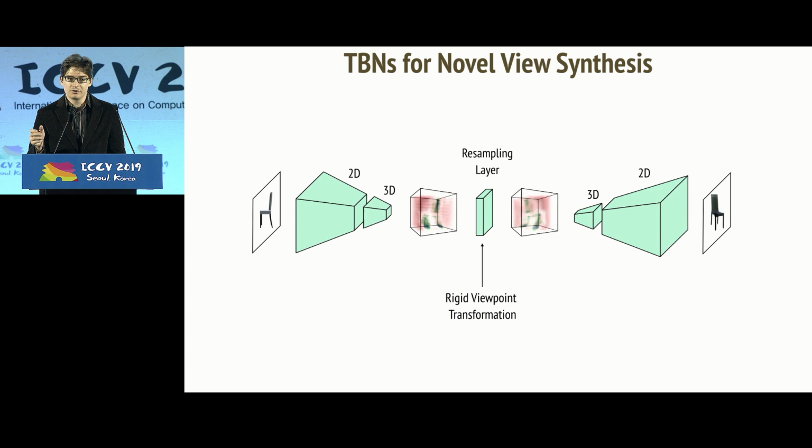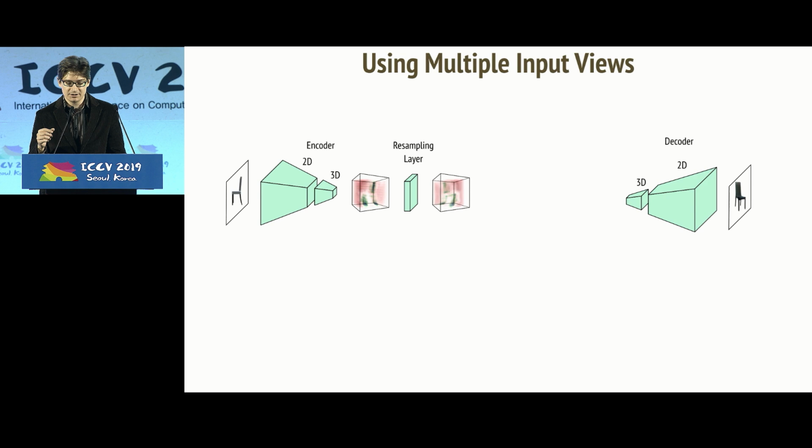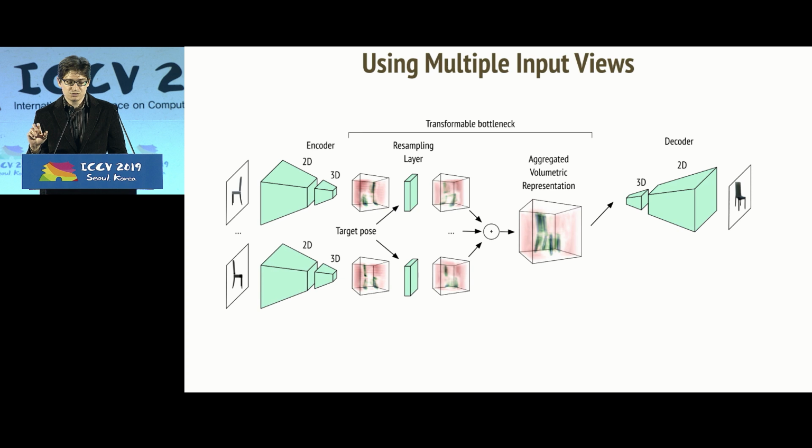As only rigid viewpoint transformations are used during training, the encoder learns to extract and unproject visible image content from the input image, while the decoder learns to hallucinate missing content before reprojecting and synthesizing the final image. Using this approach, it is pretty straightforward to extend this to use multiple input views when they're available to improve the synthesized image quality. To do this, we take the encoded bottlenecks from each available input image, transform them to align them to the target viewpoint, and average the per-cell feature vectors to produce an aggregated volumetric representation, which we then pass to the decoder for final image synthesis.